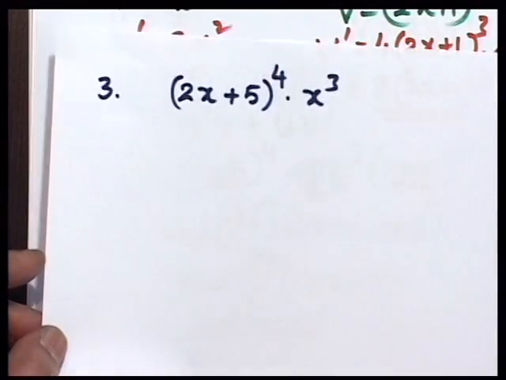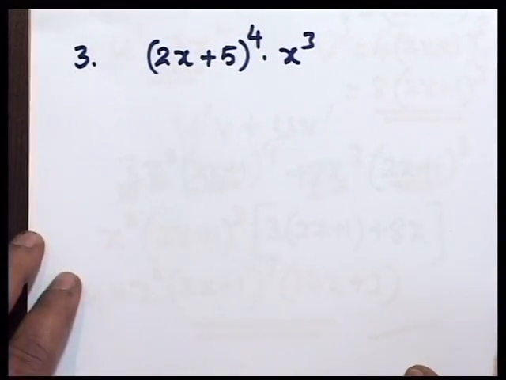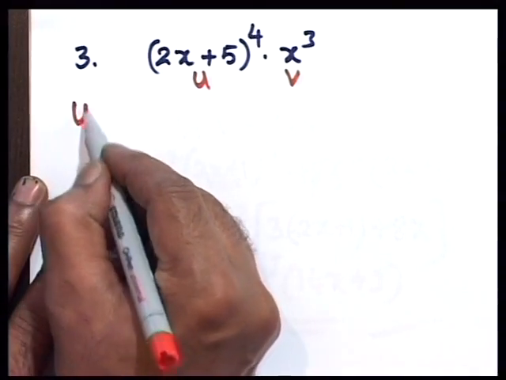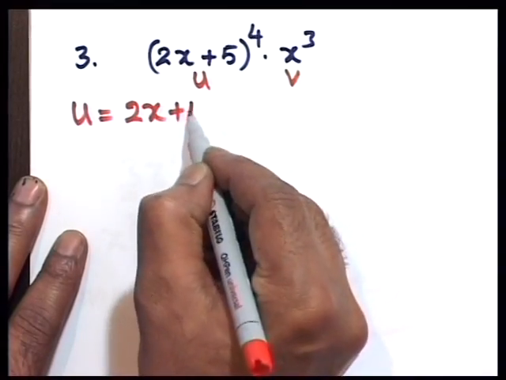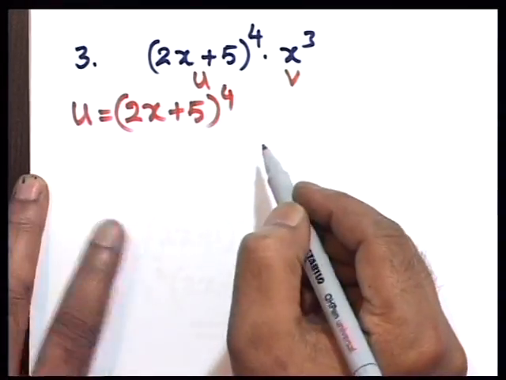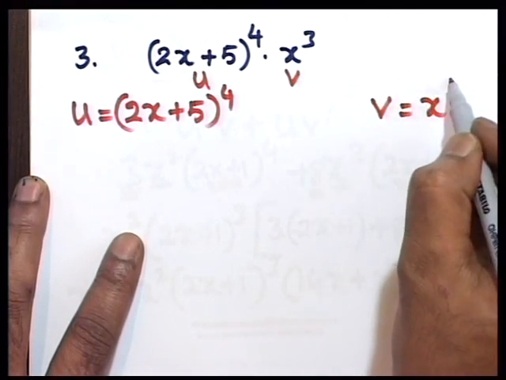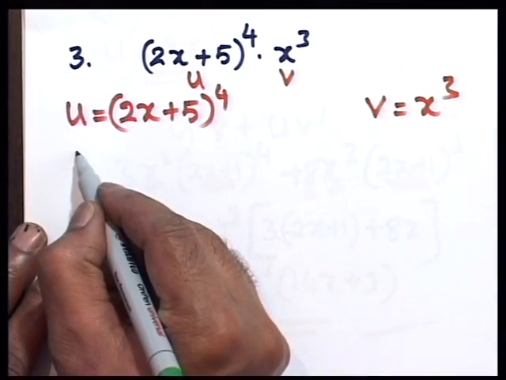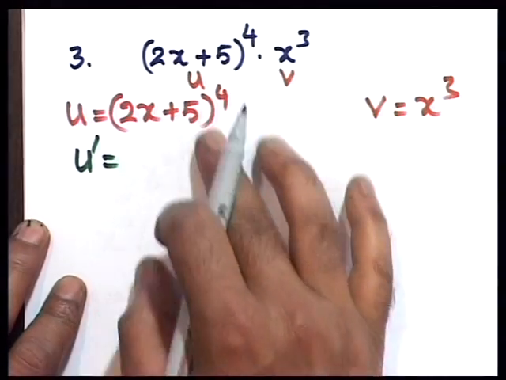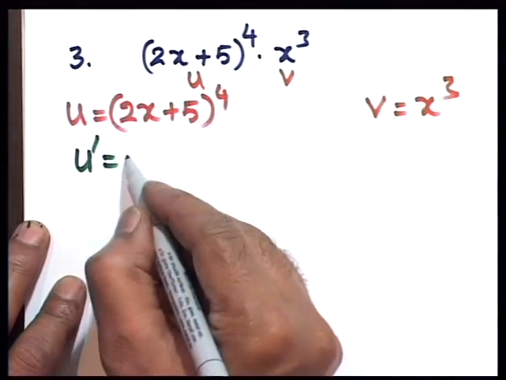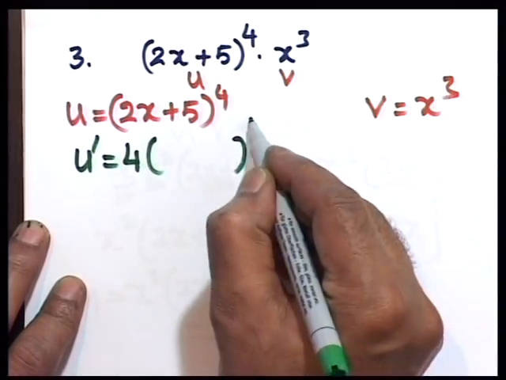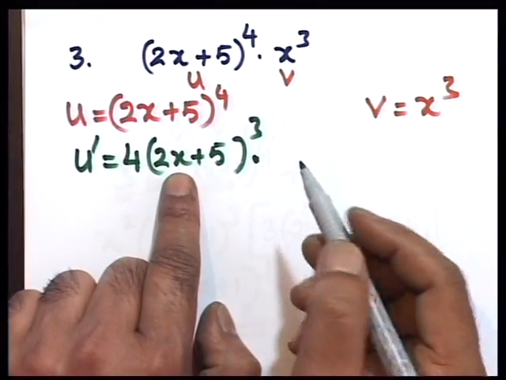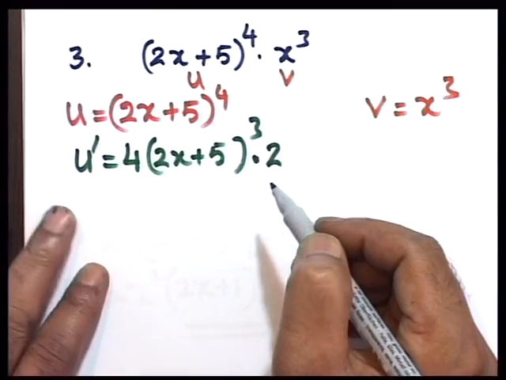That's example 2. We have example 3 here. We do it by the product rule. That's u and that's v. Okay. So let's write u equals 2x plus 5 to the power 4. Right. v equals x cubed. Once we got that, we differentiate this. So I will write u dash. See, you need to know the shortcut here. Something to the power 4 is 4 times the same thing to the power 3, which is 2x plus 5. But we need to differentiate the bracket again, which is a 2. That's what we call the chain rule.